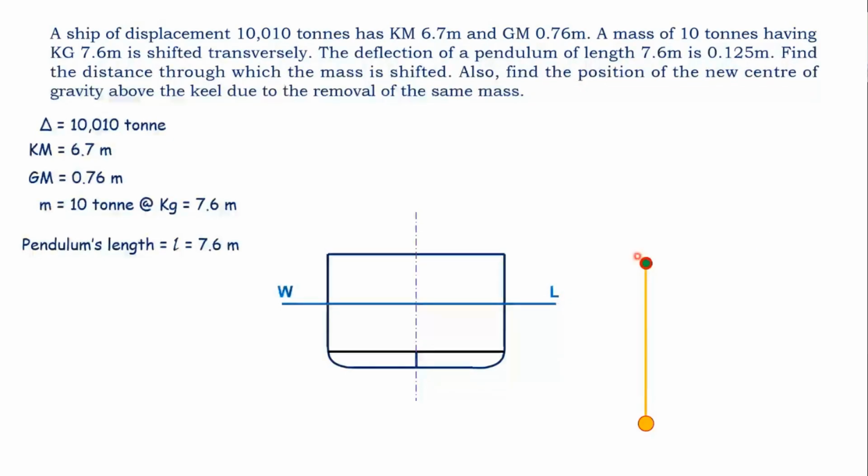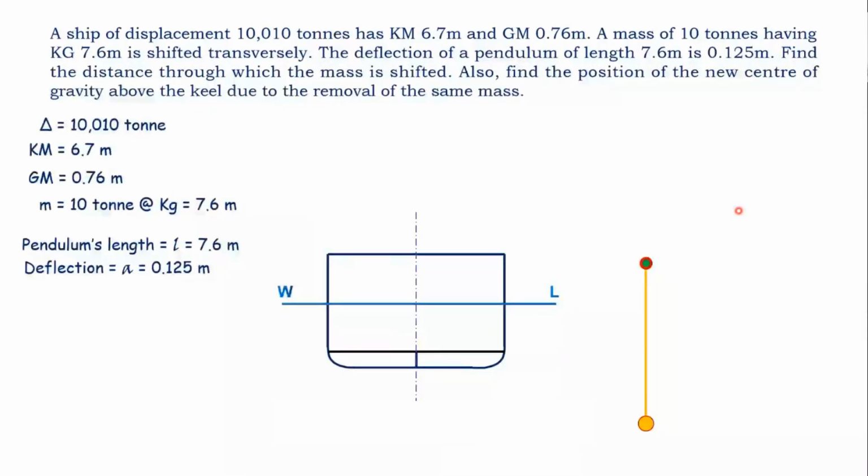See, we have attached a pendulum to the underside of the ship's deck. Let's say this is that pendulum shown to you. Here I have shown you the magnified version of the same. It is the pendulum which is ideally hanging from the underside of the deck. Now the length of the pendulum is 7.6 meters and a deflection noticed at the base is 0.125.